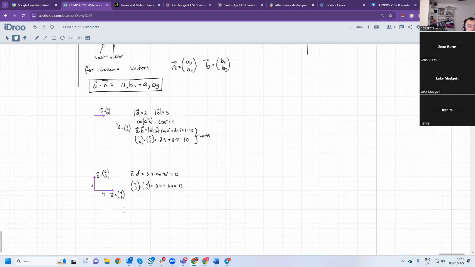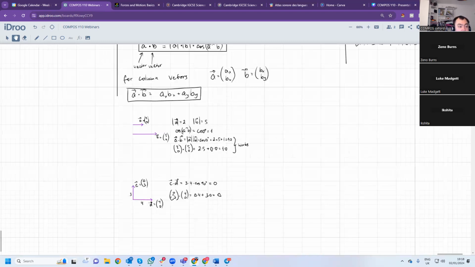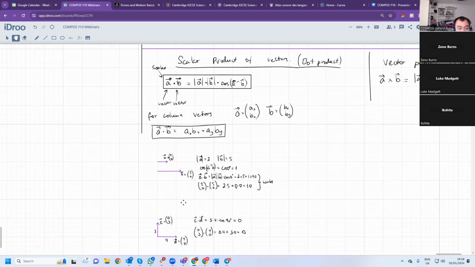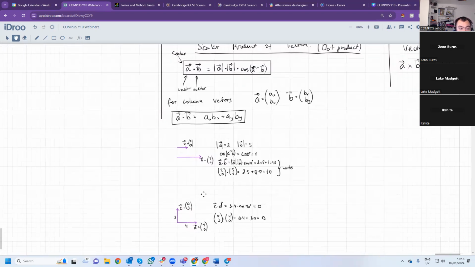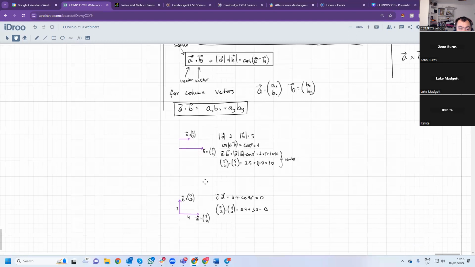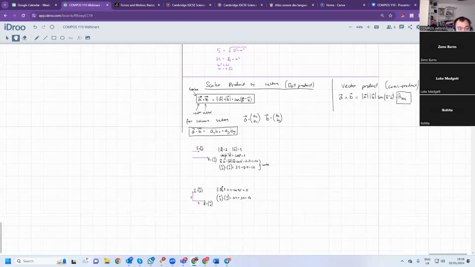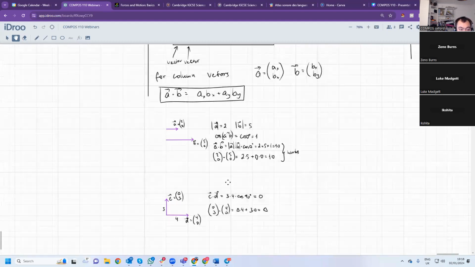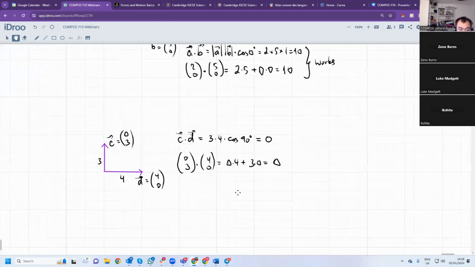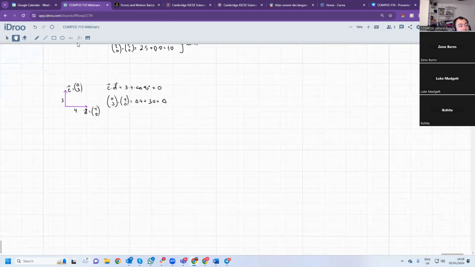And so we've done an example where they are parallel. We've done an example where they are perpendicular, and of course anything in between also works. So this formula is a convenient way to find the angle between the two vectors.